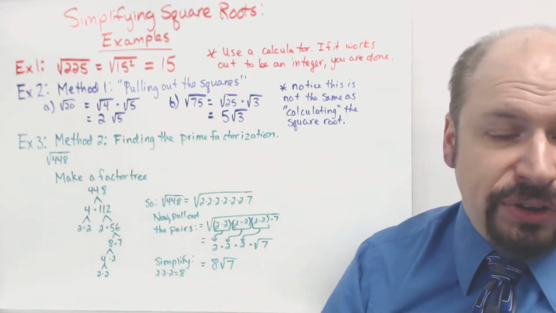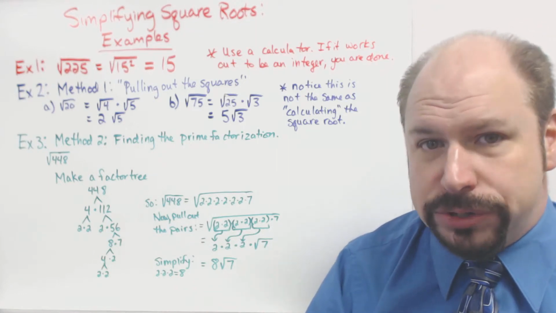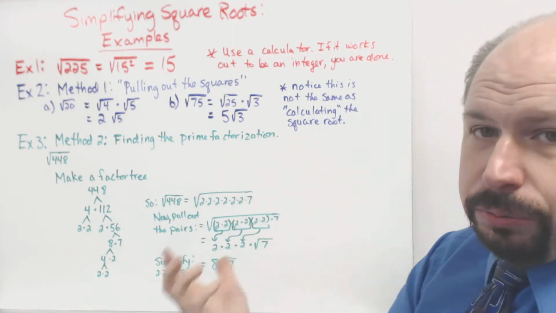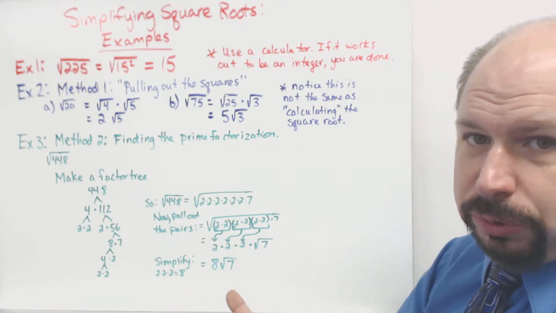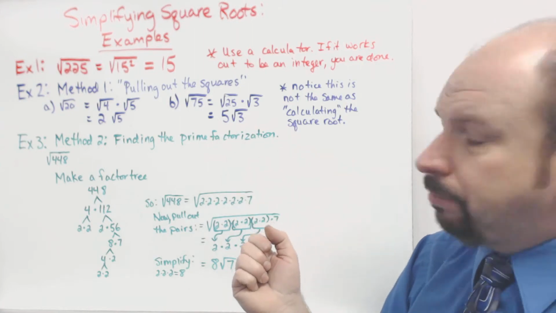Okay, 75. 75 is the same as 25 times 3. If you have 3 quarters, you have 75 cents. So 25 times 3 is 75. You might recognize the square root of 25 is a perfect square. So the square root of 25 is just 5. So this becomes 5 times the square root of 3.